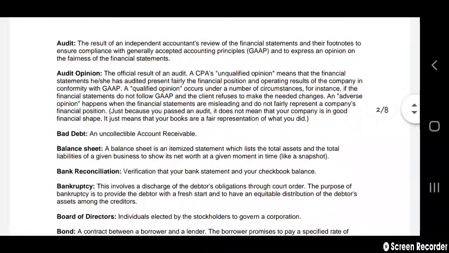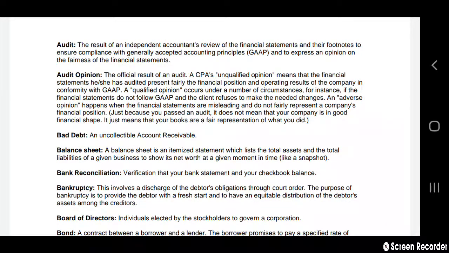Audit. The result of an independent accountant's review of the financial statements of a company and their footnotes, to ensure compliance with generally accepted accounting principles, GAAP, and to express an opinion on the fairness of the financial statements.